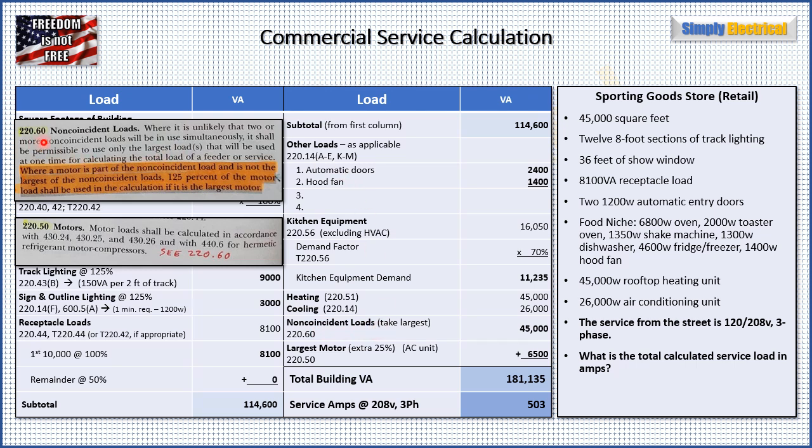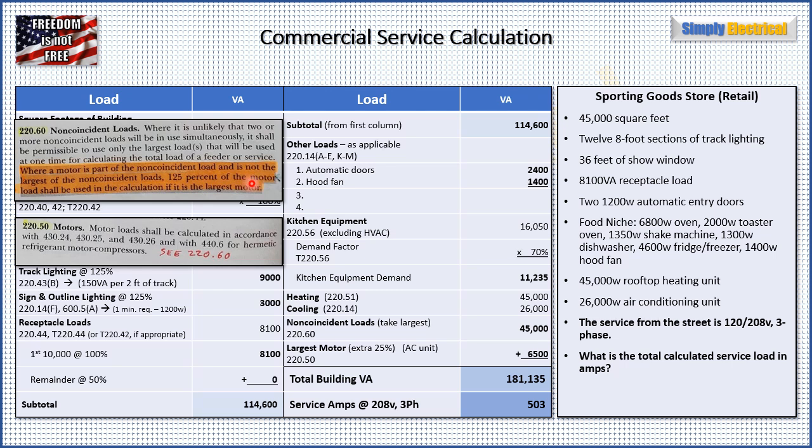220.60. Where it is unlikely that 2 or more non-coincident loads will be in use simultaneously, it shall be permissible to use only the largest load or loads that will be used at one time for calculating the total load of a feeder or service. Okay, we'll come back to this next section in just a second.